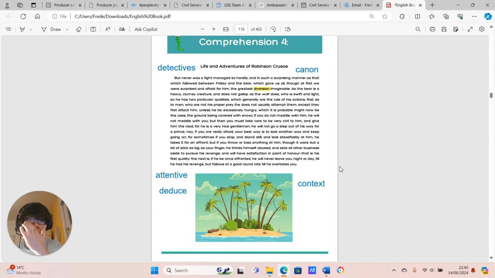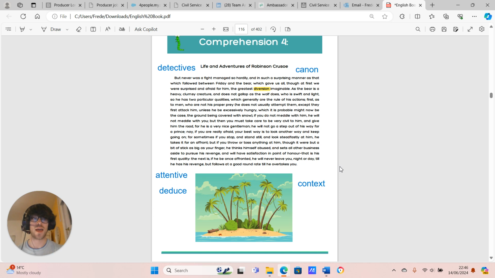But if you throw or toss anything at him, though it were but a bit of stick as big as your finger, he thinks himself abused, and sets all other business aside to pursue his revenge, and will have satisfaction in point of honour. That is his first quality. The next is, if he be once affronted, once offended, he will never leave you, night or day, till he has his revenge, but follows at a good round rate till he overtakes you, until he gets his revenge.